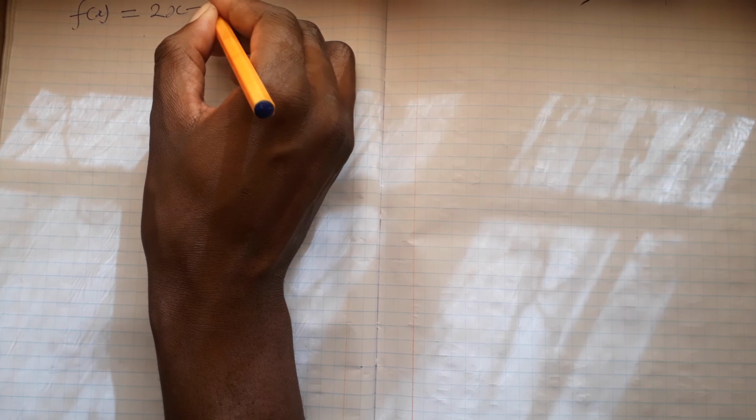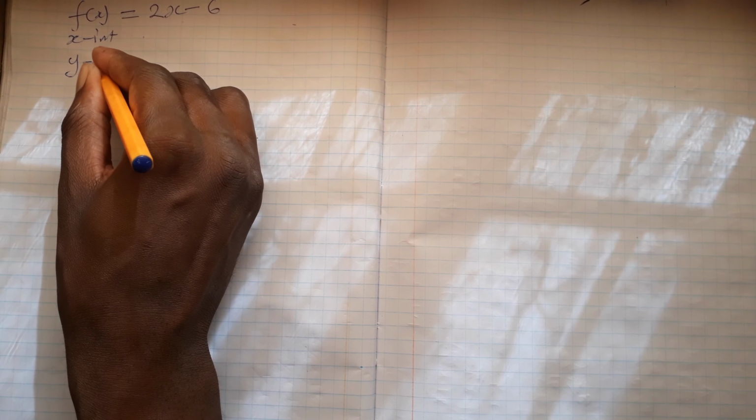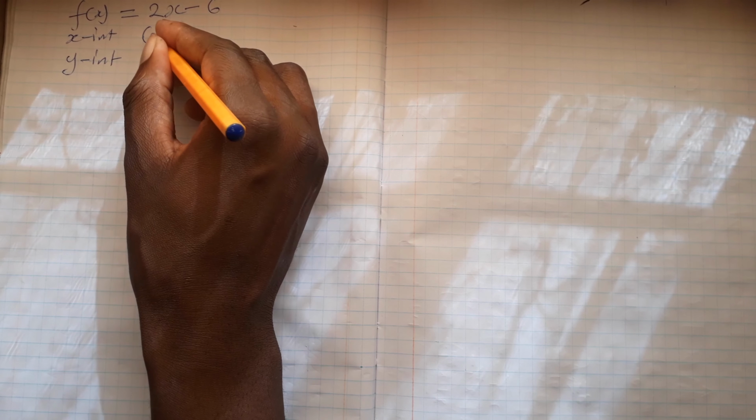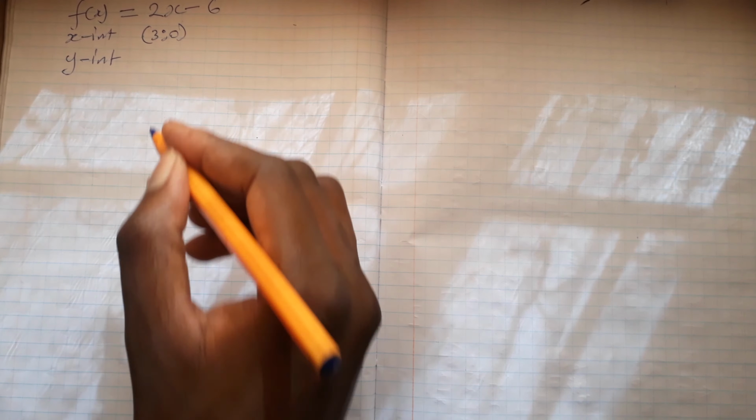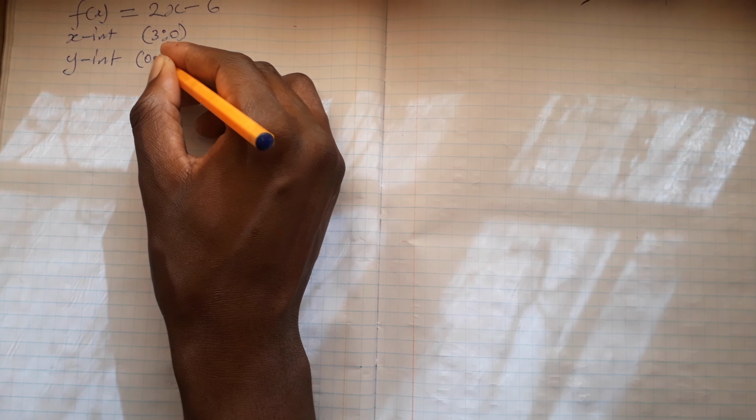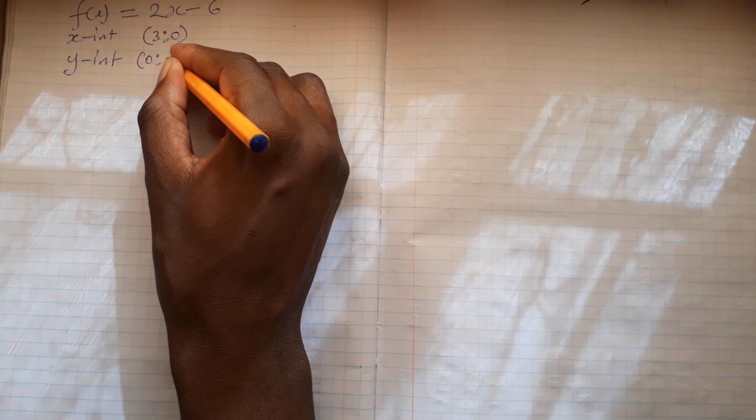In the previous video, we were supposed to sketch a function f of x equals 2x minus 6, where we managed to calculate the x-intercept and the y-intercept, and we got (3, 0) for the x-intercept, and then (0, -6) for the y-intercept.